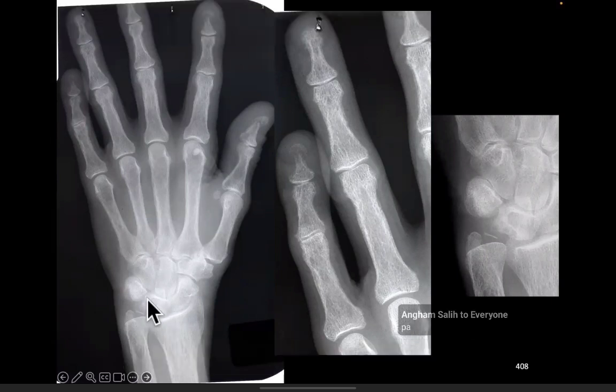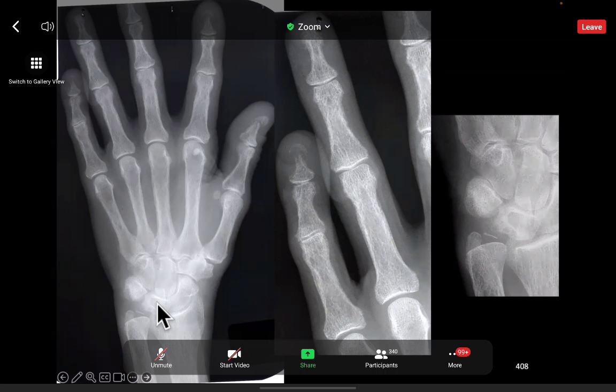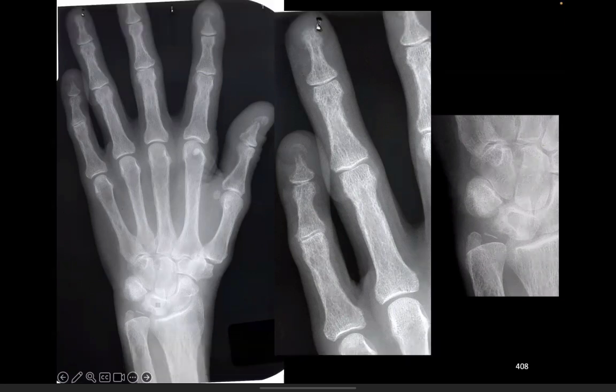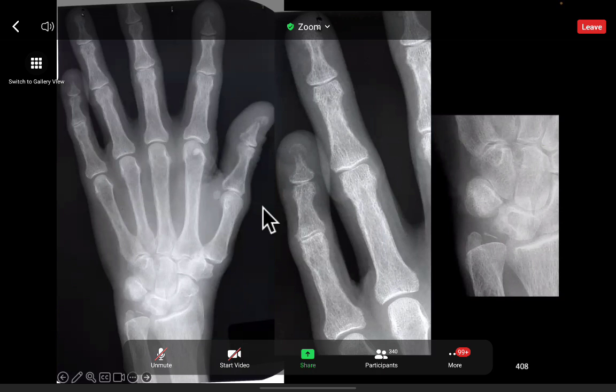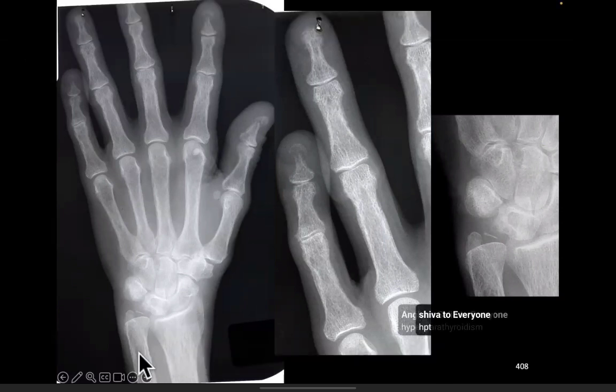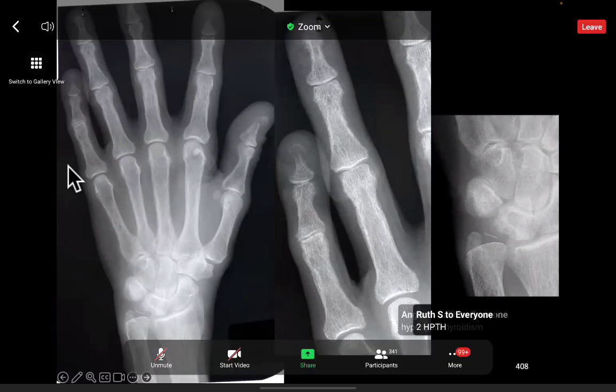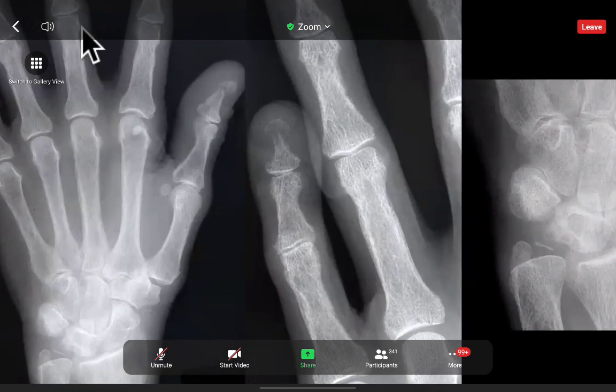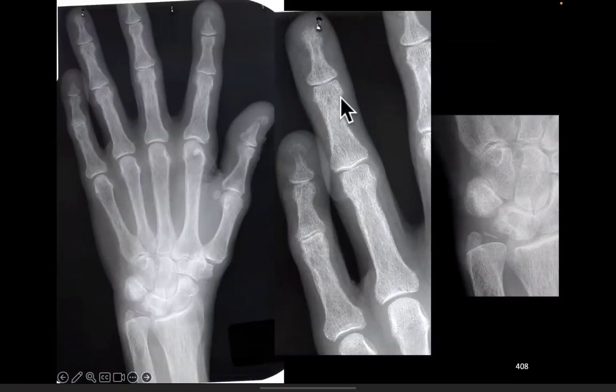They may have a brown tumor there. I'm not sure whether they do or they don't, but logically, and using Occam's razor, that's probably going to be a brown tumor given the fact that this is hyperparathyroidism. And the only cause of intracortical tunneling along the radial aspect of the phalanges is secondary hyperparathyroidism. And it's secondary almost always in the UK to renal disease.